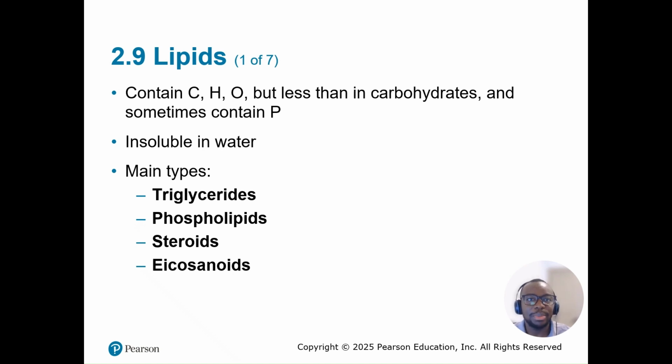Next, we discuss lipids. Like carbohydrates, lipids also contain carbon, hydrogen, and oxygen, although in lesser amounts. Phosphorus can also be found in more complex lipids. Lipids are insoluble in water, but dissolve in other lipids and in organic solvents such as alcohol. Lipids include triglycerides, phospholipids, steroids, and eicosanoids.